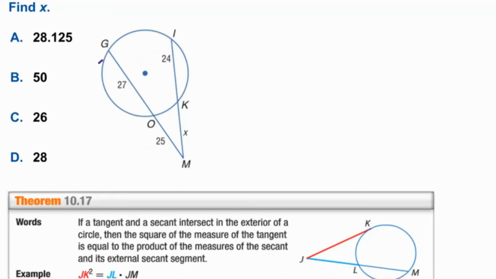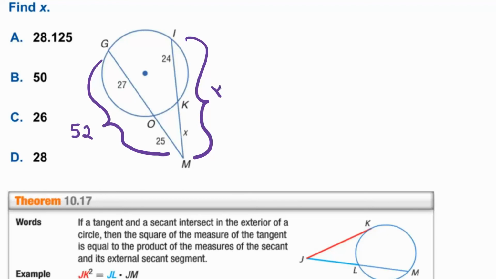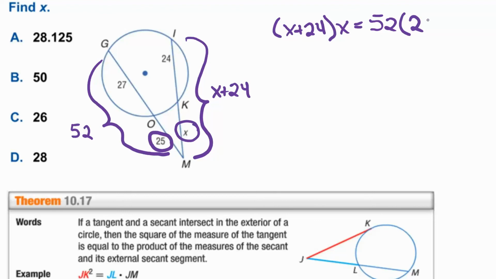Again, we'll figure out what the entire length of each of the sides are. So for GM, it'll be 27 plus 25, which gives us 52. The length of this side would be x plus 24. So x plus 24 times the portion that's on the outside, which is x, equals 52 times the portion that's on the outside, which is 25.